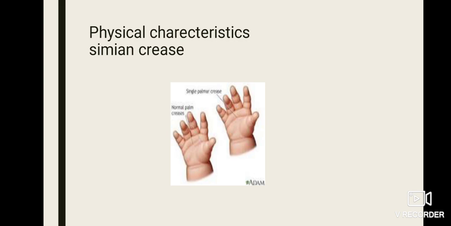And next, there are some physical characteristics. That means there are some features you can identify in a Down syndrome patient. The first one is the simian crease. Simian crease means in your hand there are usually more than one line, right? At least there will be 3 lines. But in Down syndrome there will be a single line. There will be a single palmar crease and it is known as simian crease. And you can see a gap between the first and second toe, and it is known as sandal gap deformity.